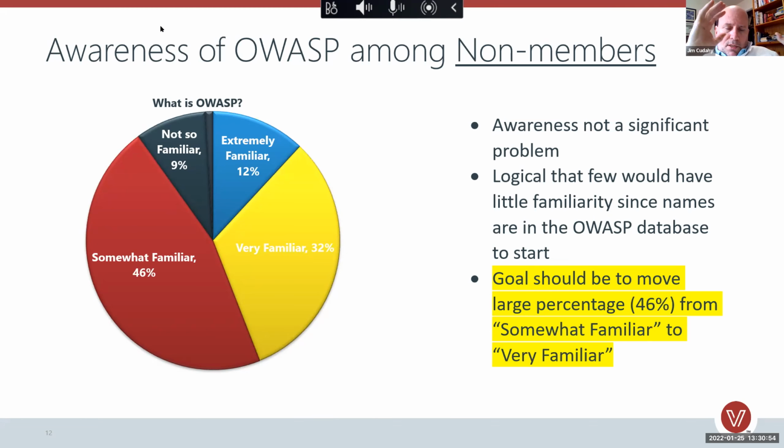But what you should try to do over time is take that awareness level, use this as a benchmark, and see if you can't move the needle and push the people in the somewhat familiar category over to very familiar and on up. But again, I keep saying, there are good assets that we have at our disposal, so we're not starting at ground zero with this.